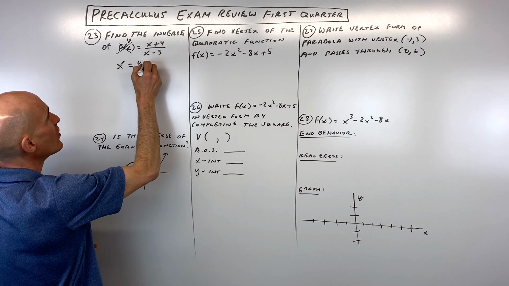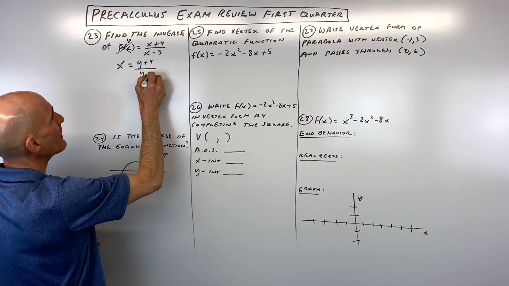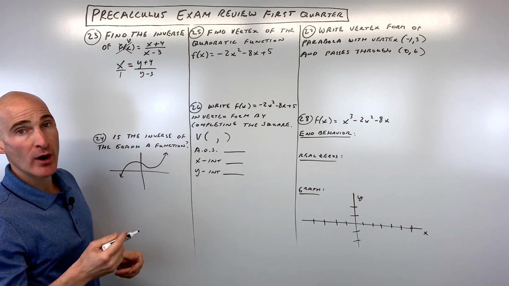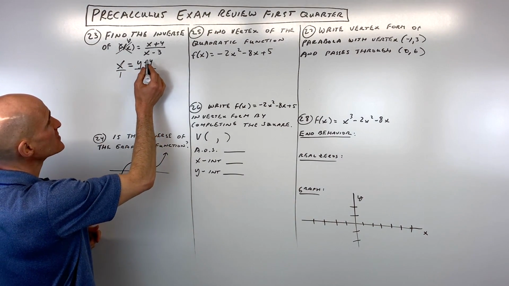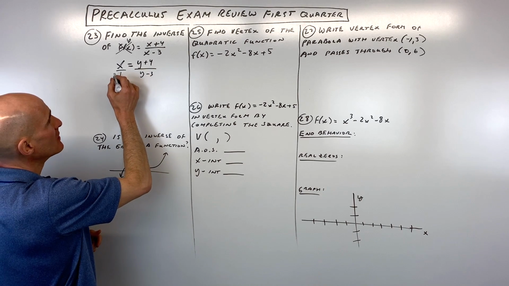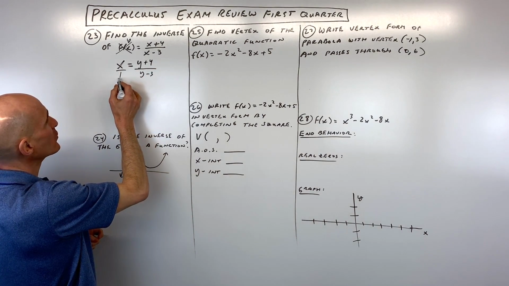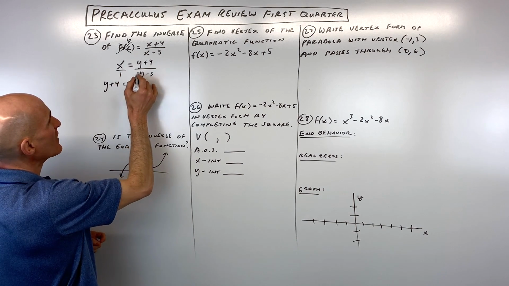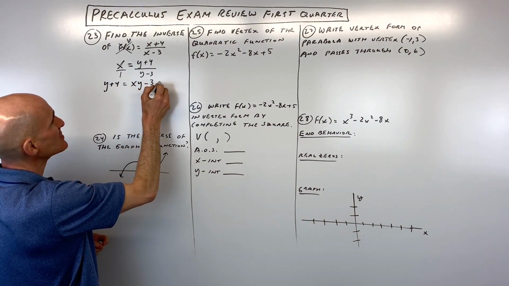So we have x equals (y plus 4) over (y minus 3). And then what we can do is we can think of x as x divided by 1. Anything divided by 1 is itself. And we can cross multiply to get rid of the fractions here. So y plus 4 times 1 is just going to be y plus 4. X times both of these, we have to distribute. That's going to be xy minus 3x.